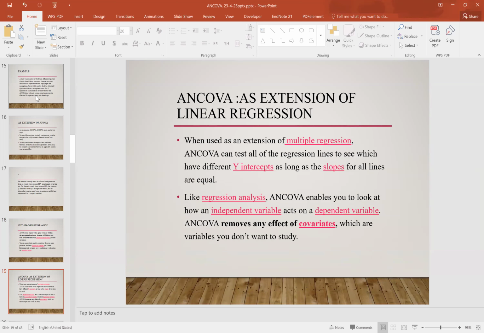ANCOVA as an extension of linear regression. When used as an extension of multiple regression, ANCOVA can test all the regression lines to see which have different y-intercepts as long as slopes for all lines are equal. Like regression analysis, ANCOVA enables you to look at how an independent variable acts on a dependent variable. ANCOVA removes any effect of covariates, which are variables you don't want to study.